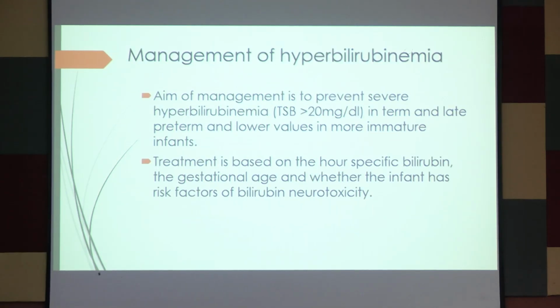Now, management. How to manage a case of indirect hyperbilirubinemia? What is the aim? To prevent severe hyperbilirubinemia and to prevent acute bilirubin encephalopathy. In late preterm or preterm babies, there will be more chances of acute bilirubin encephalopathy or Kernicterus. Now, treatment is based on total serum bilirubin and gestational age.